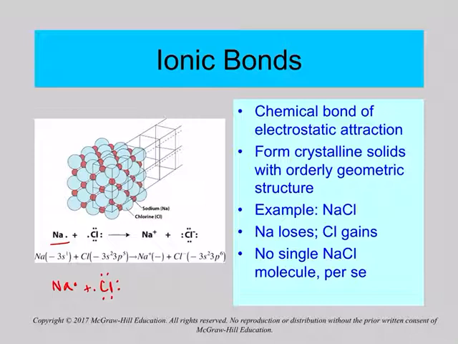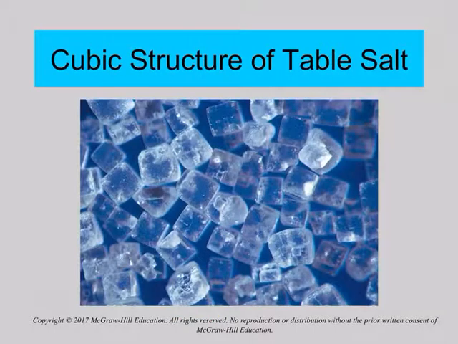Well, neither one of those are happy because they both just want to have 8 outer electrons. So sodium's going to lose that outer electron right there. When it does, it becomes positive. It's going to give that electron to chlorine. So then chlorine becomes negative, and then you end up with this NaCl compound. The Na loses electrons, the chlorine gains electrons, and that's it. You have an ionic bond.